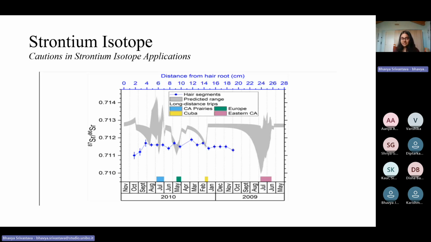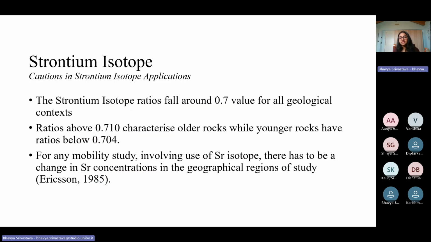This is a chart from the same study. So as you can see, the strontium ratios that are there are on a fairly similar y-axis. They do show that yes, the person moved to different territories, but it did not have that span to understand that there was a difference of the person moving from one region to another.